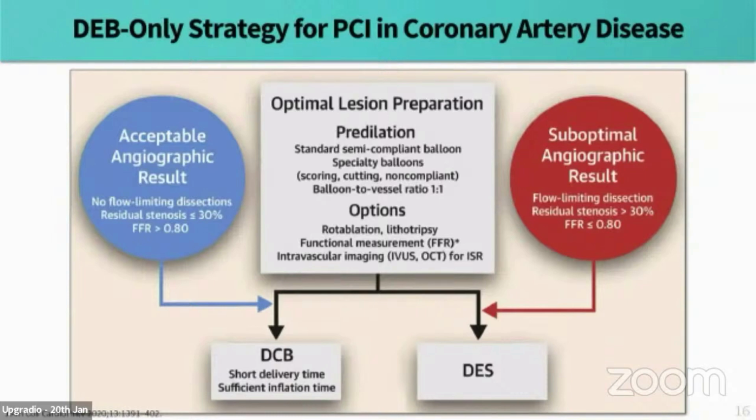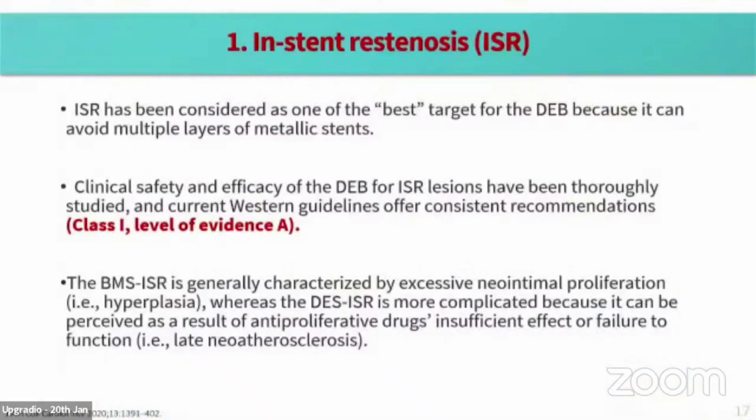In case of ISR, it is better to do imaging and then decide whether to go for a DEB or something else. And if there is a suboptimal result, we have to look at the TIMI flow and the dissection. Up to grade 1 to 2 dissection, some say up to 3, you can put a DEB. And suppose flow is compromised and dissection is major, you have to implant a drug-eluting stent or whatever stent you want. One indication with a class 1 recommendation, level of evidence A, is in-stent restenosis.